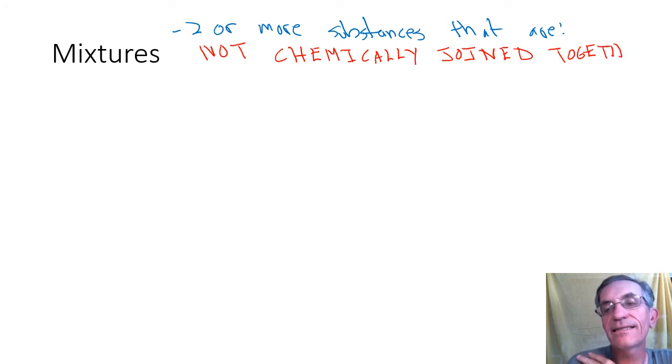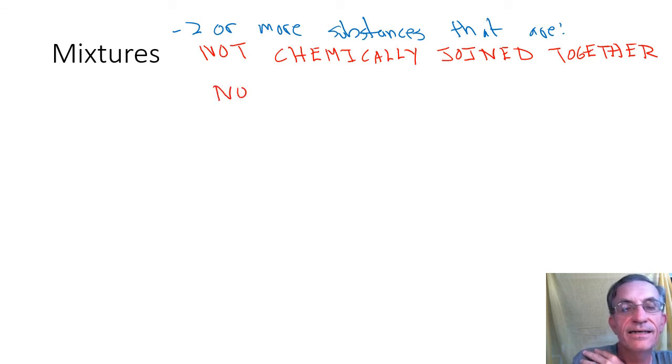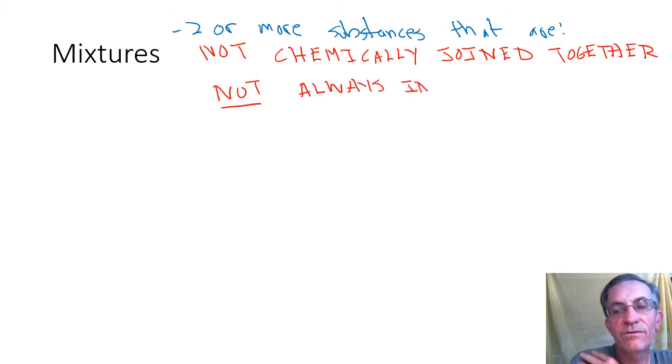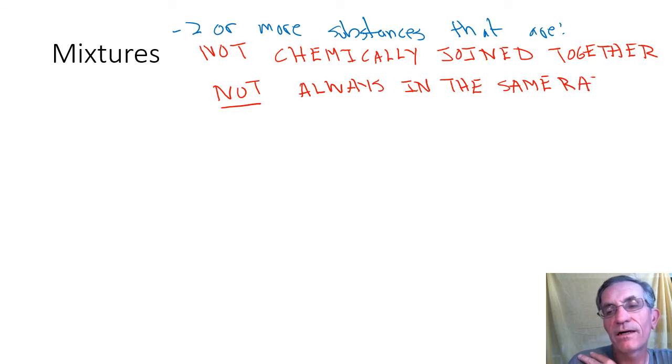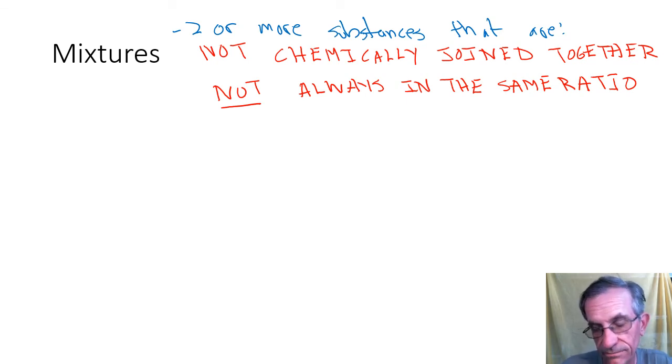And finally, the other thing that they are not is they are not always in the same ratio, not always in the same ratio. All right, so those two facts are what makes them different than a compound. They are not chemically joined together, and they are not always in the same ratio. All right, let's go through both of those.